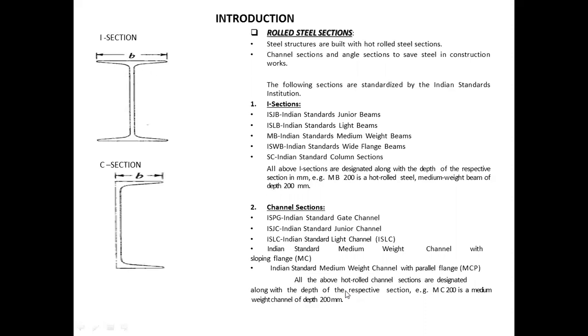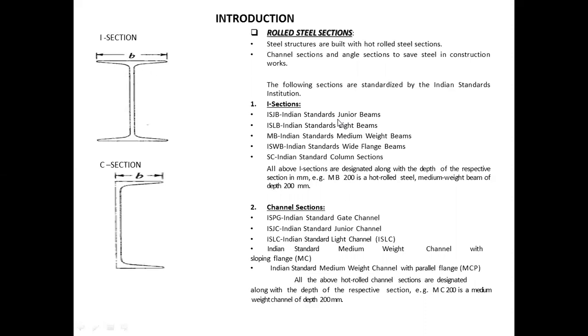Steel structures are built with hot rolled steel sections, channel sections, and angle sections to save steel in construction works. The following sections are standardized by the Indian Standard Institution. So, first, in that section, there are many other forms of I section included in that steel section. So, I'll read it one by one.